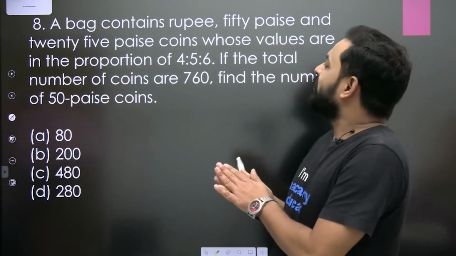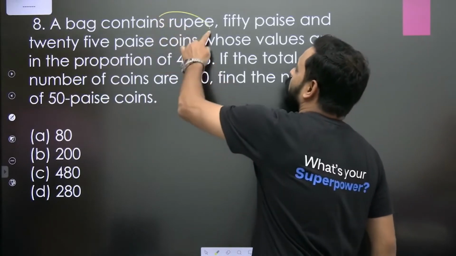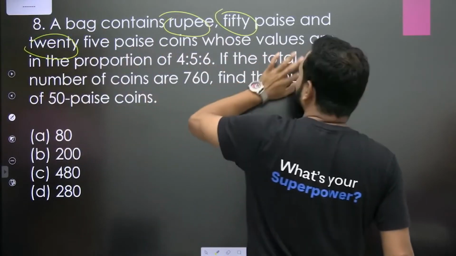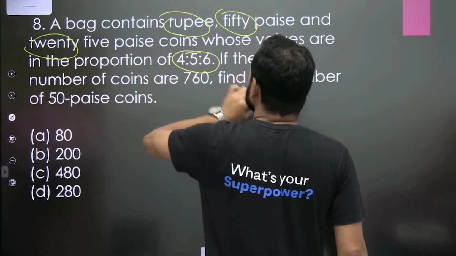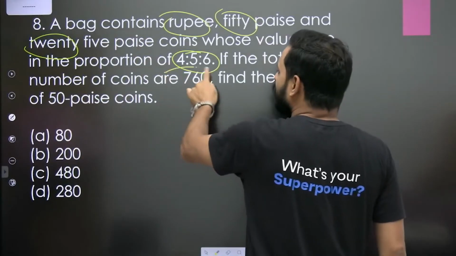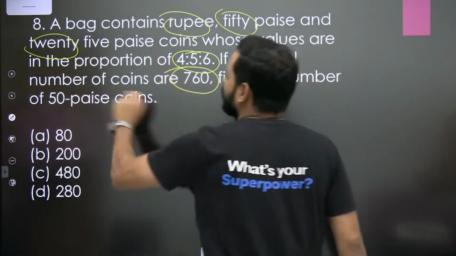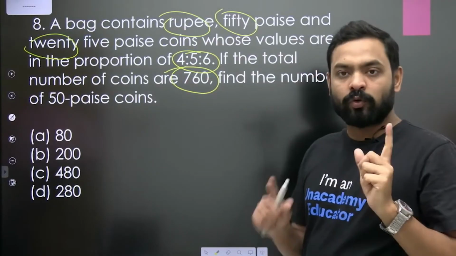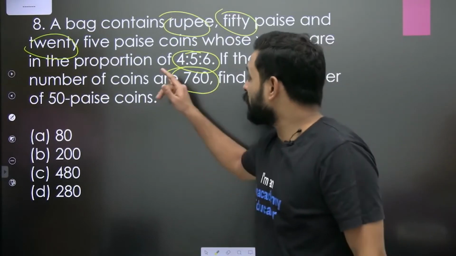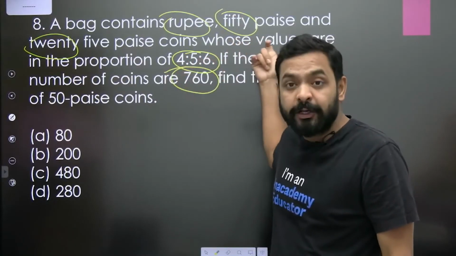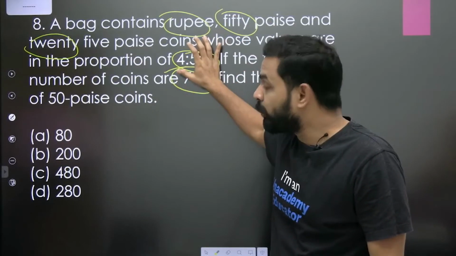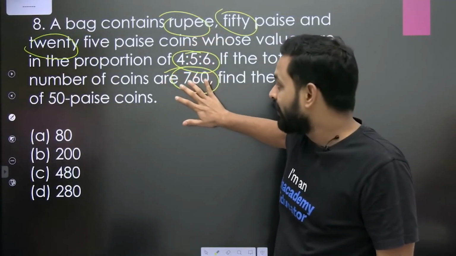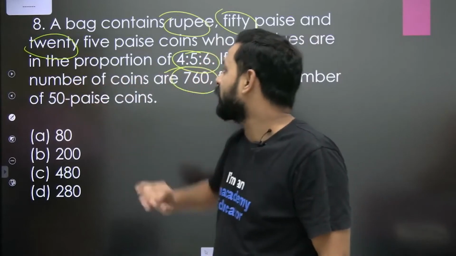A bag contains a rupee, 50 paise and 25 paise coins whose values are in the proportion of 4:5:6. Total number of coins is 760. Find the number of 50 paise coins. Now here the total value is not given. The ratio of values is given and the total number of coins is given, right? I'll have to find the number of 50 paise coins.